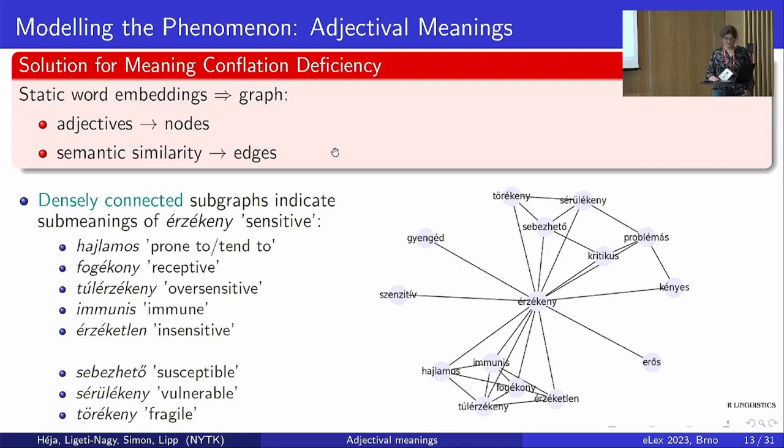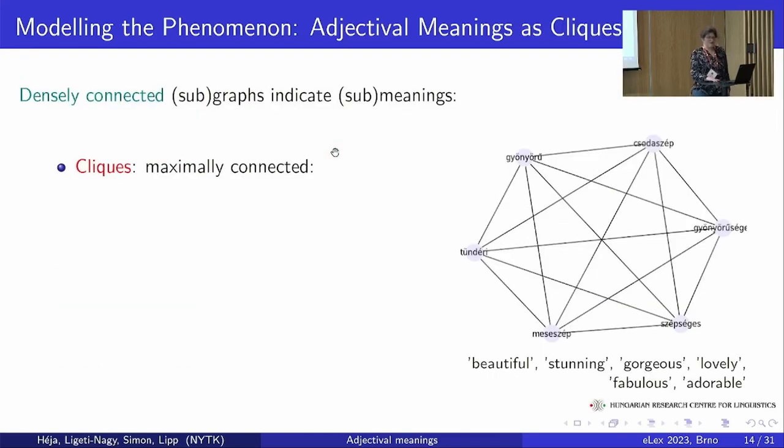So, for example, in the lower part of the figure, you can see that there are adjectives like prone to, receptive, and also antonyms like oversensitive, immune, or insensitive, referring to one meaning. And in the upper part of the figure, there is another subsense, which is susceptible, vulnerable, and fragile. So, densely connected is again something which is a little bit slimy. So we have to be a little bit stricter.